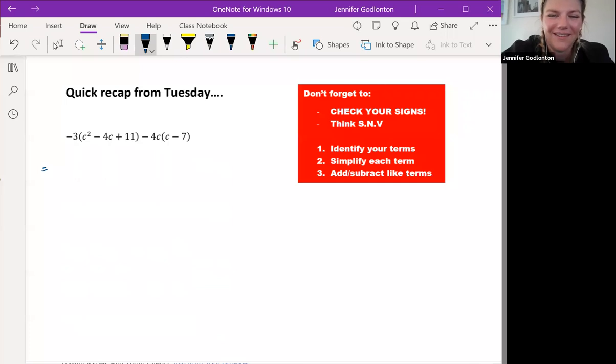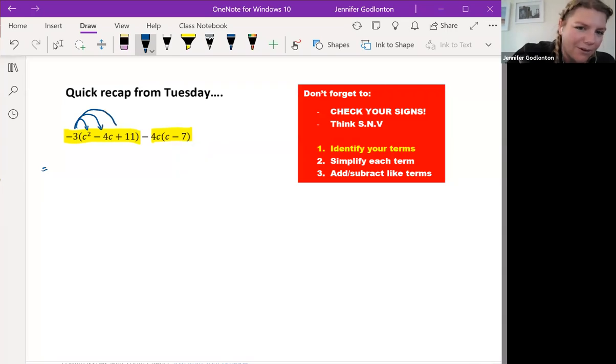So first we're going to put the 3 in all 3 numbers. Well, let's first find how many terms this has. There are 2 terms. Good. So term 1 and term 2. Excellent. So that's our first step. We've identified our terms. Cool. Second step, we simplify each term. Good. The first term is going to be negative 3c to the power of 2. Good. The second term is going to be plus 12 because there are 2 negative terms. Good.